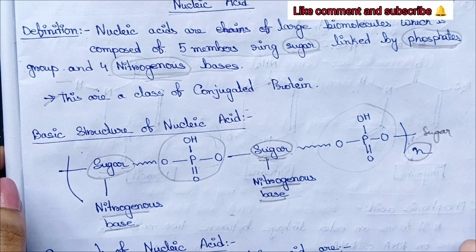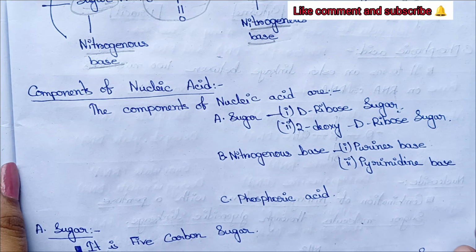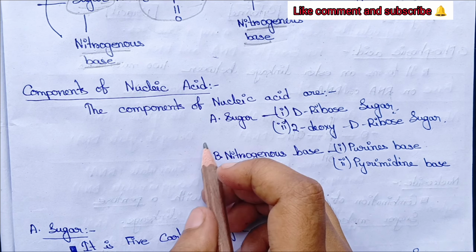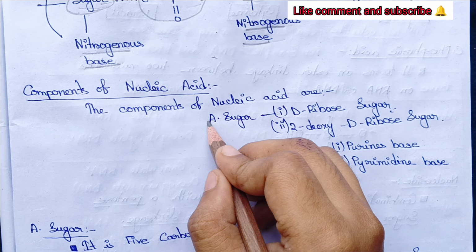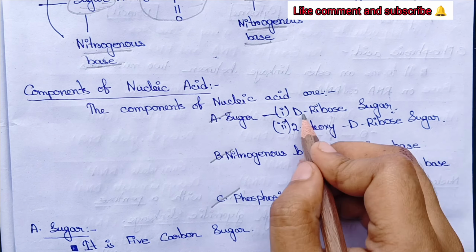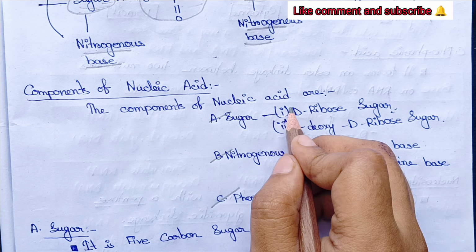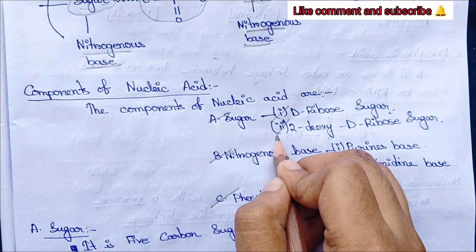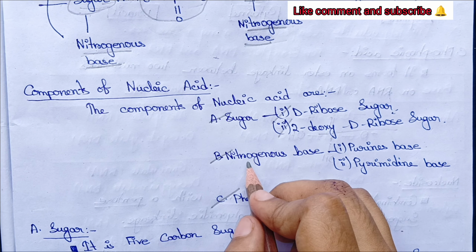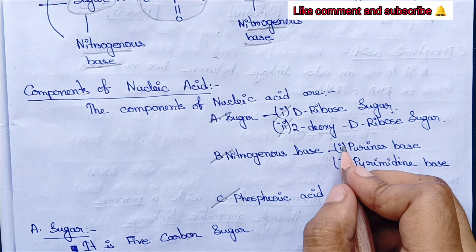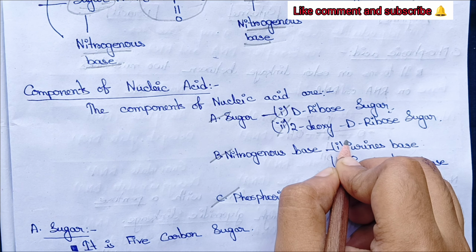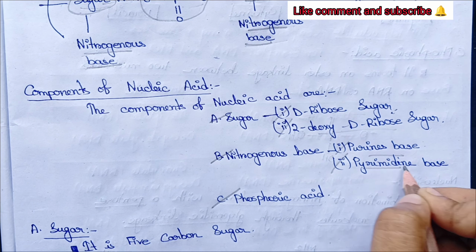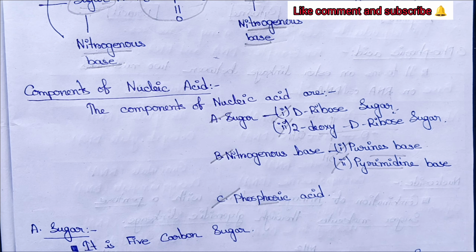Then the components of nucleic acid. What are its components? The components of nucleic acid are sugar, nitrogenous base and phosphoric acid. Sugar can be divided into two types. One is D-ribose sugar and another is 2-deoxyribose sugar. Then nitrogenous base can be divided into two types, purine base and pyrimidine base, and then phosphoric acid.